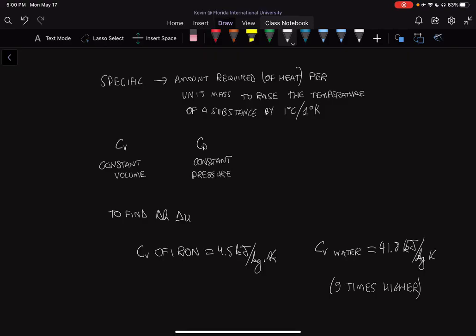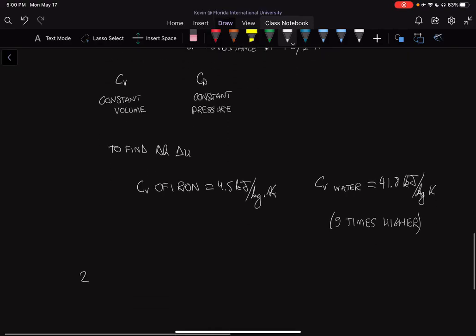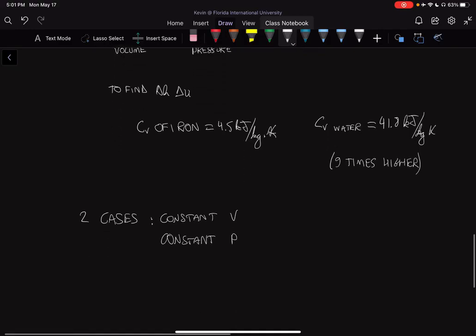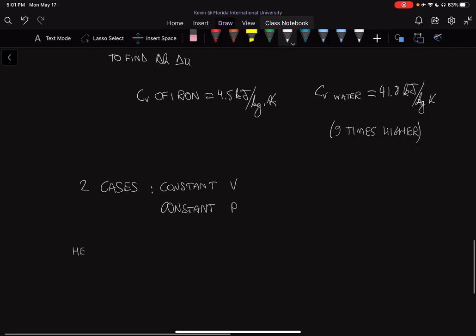So there are two different cases that experimentalists explored, and then they recorded their information. One case is using constant volume, and one case is using constant pressure. And the values are different for the constant volume specific heat and the constant pressure specific heat, depending on the system that is being studied. So let's take an example for helium.